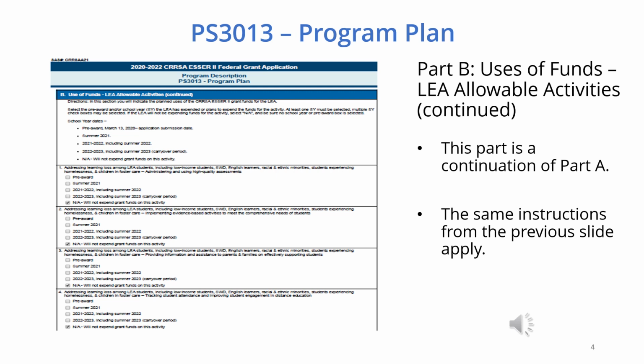Part B, Uses of Funds, is a continuation of Part A. The same instructions from the previous slide apply. You will select pre-award and/or the school year you have expended or plan to expend funds for each of the listed activities.